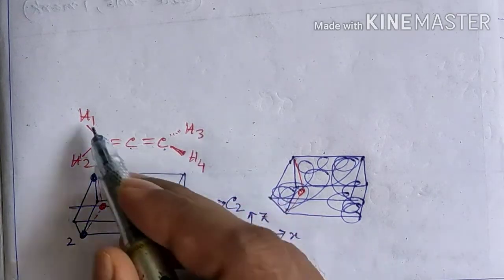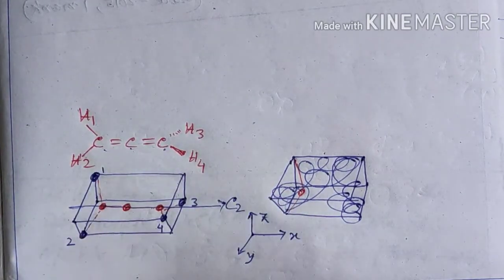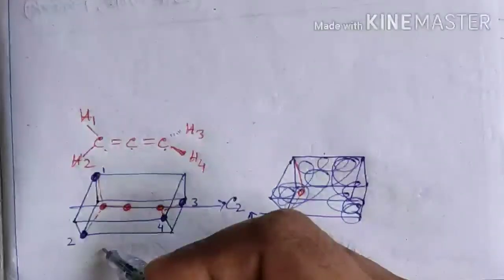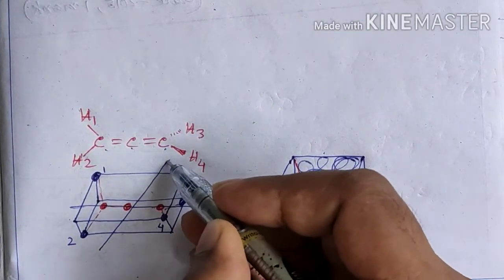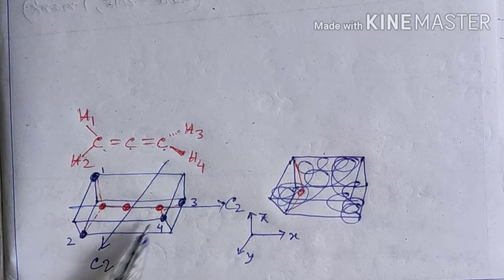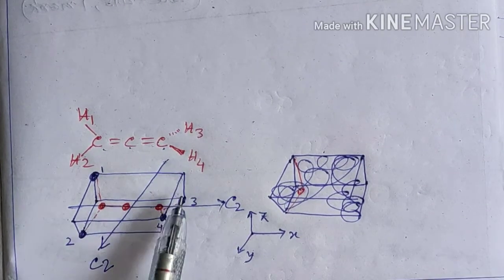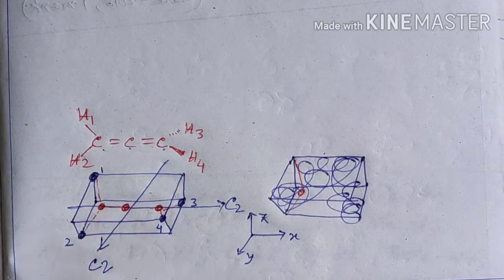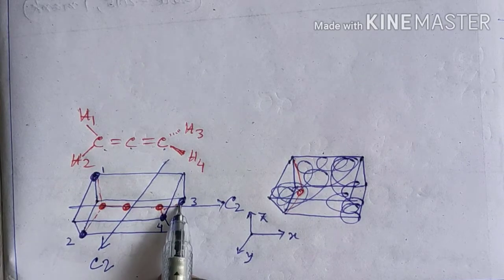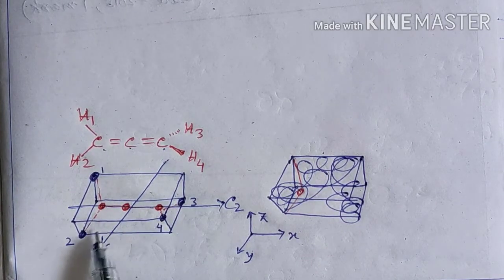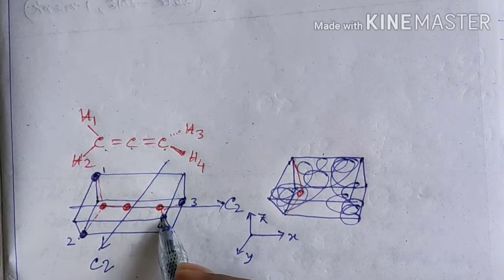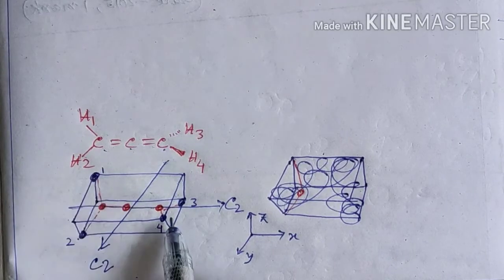Since these four substituents are similar, we can also think about another C2 axis along the y-axis. Sorry, it will be a C2 axis. If we rotate the molecule along this y-axis and operate C2, then that C2 axis will move hydrogen atom 3 to 2 and 2 will go to 3, and similarly hydrogen atom 4 will go to 1 and 1 will go to 4.